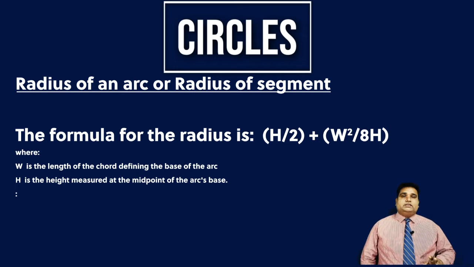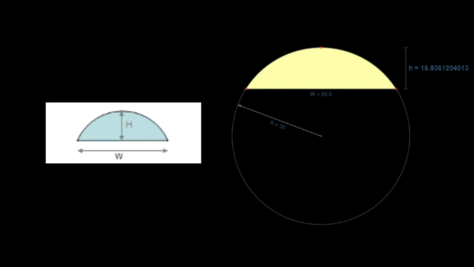And we have a formula to find the radius of an arc. The formula is H upon 2 plus W square upon 8H. This is the formula to find the radius. Where W is the length of the chord defining the base of the arc, and H is the height measured at the midpoint of the arc base.